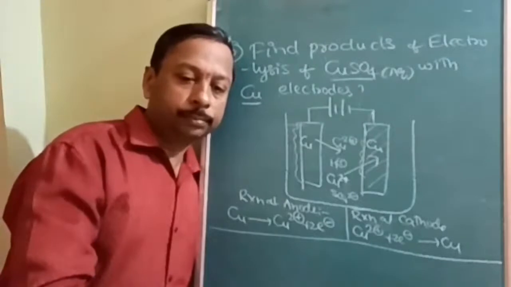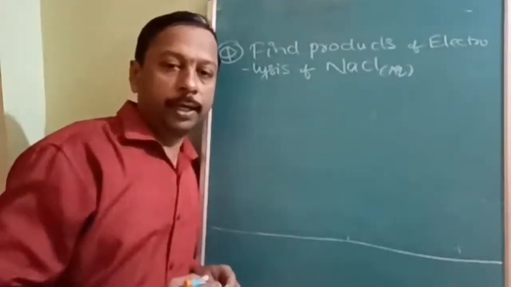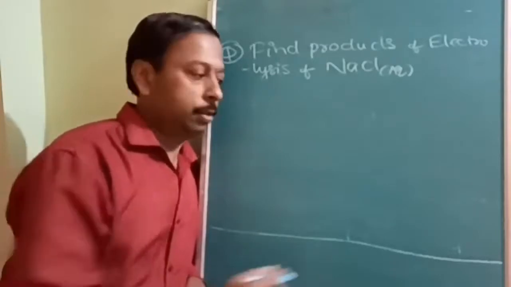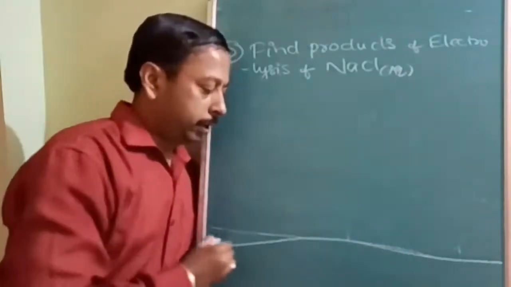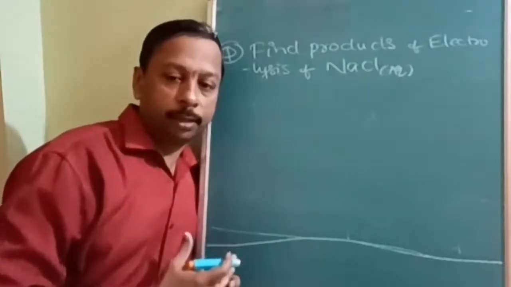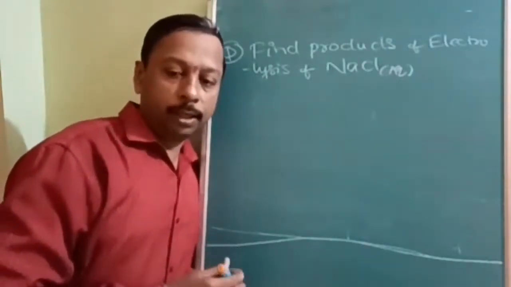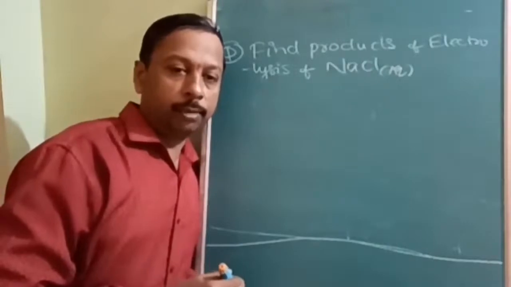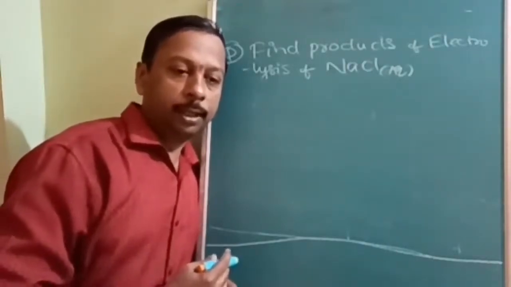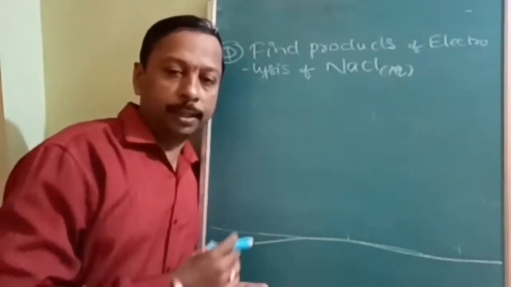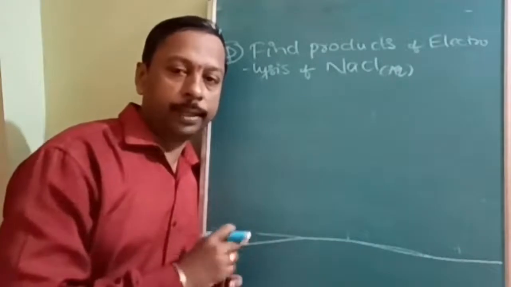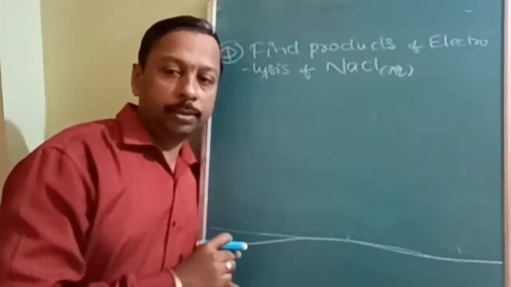Okay, next question is: find the products of electrolysis of aqueous NaCl. Aqueous NaCl. All of you, whatever the exceptions are, whatever the differences between the previous and this, whatever I am telling you, make a clear note of it, because before approaching the examination, these are the things that need to be revised. You need not go through the complete chapter. Okay, you make a gist of it.